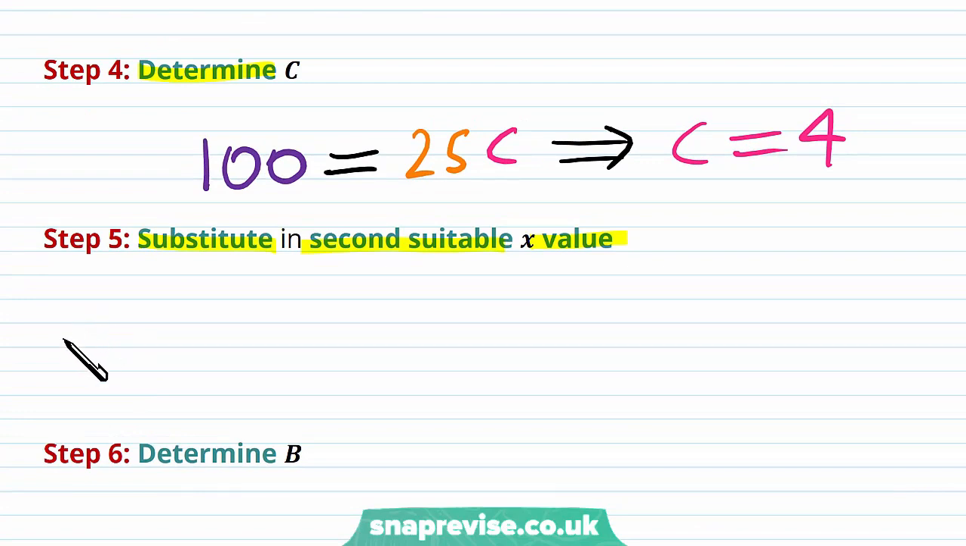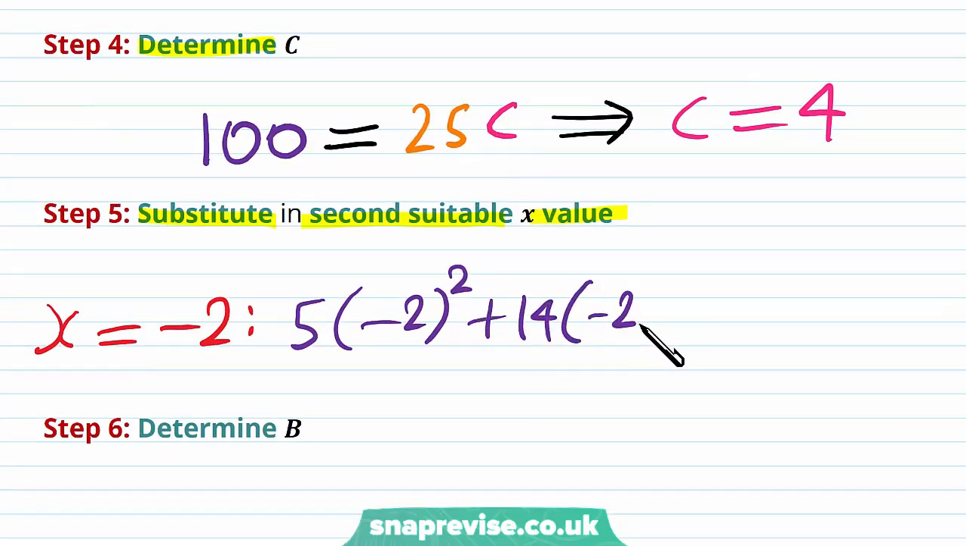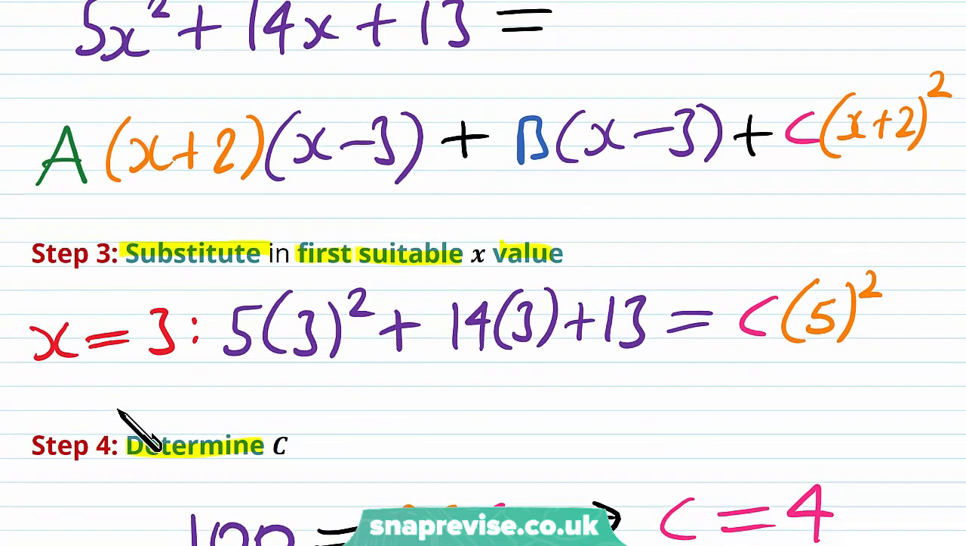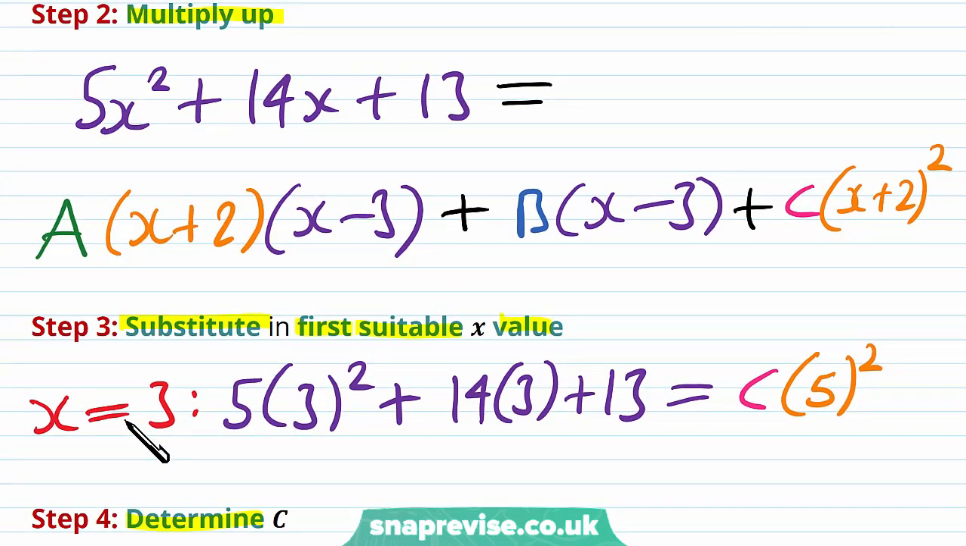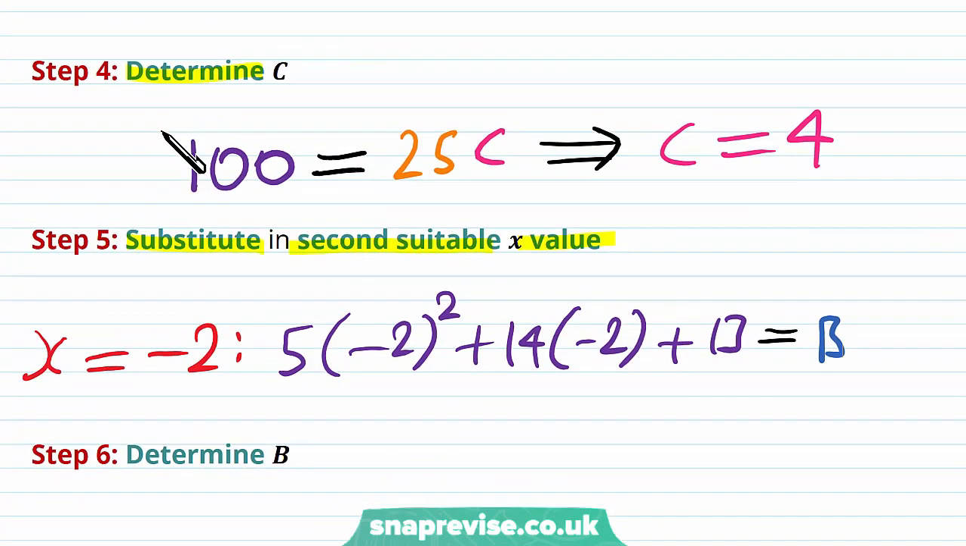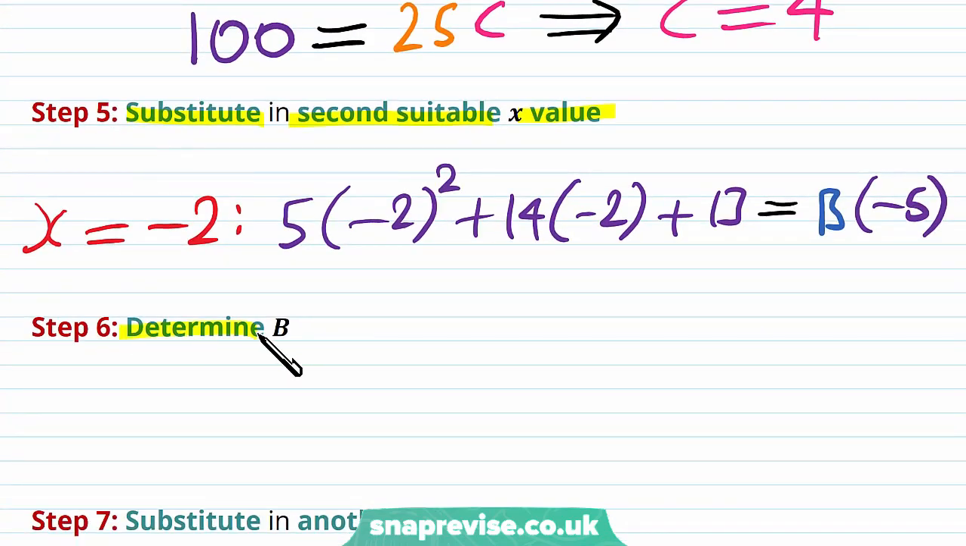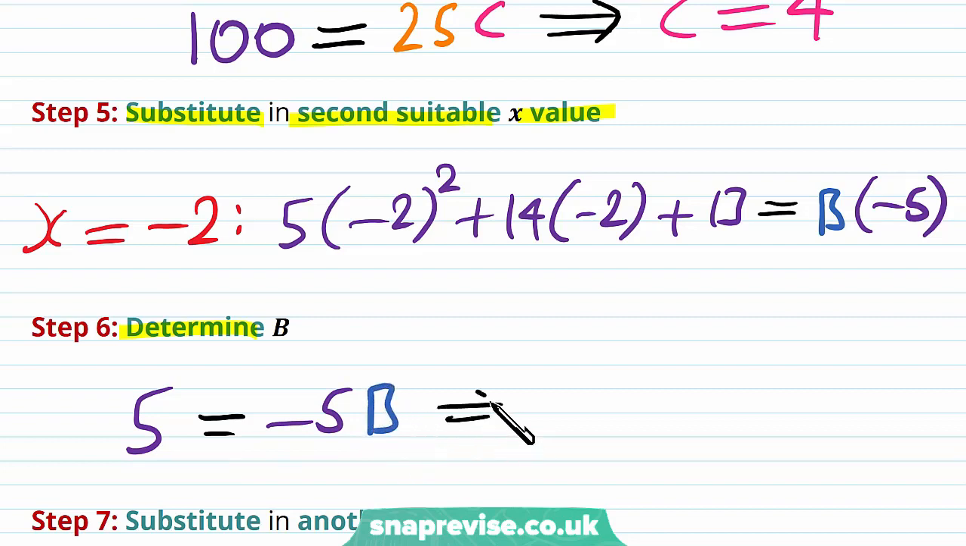So again, we're going to substitute in x equals minus 2, and this will give us 5 lots of minus 2 squared plus 14 lots of minus 2, and then plus 13. And again, we're losing both the A and the C term, so we end up with a B. Because we have an x minus 3, this will become a minus 5. Our sixth step is to determine B. The left-hand side becomes 5, and the right-hand side, of course, is minus 5B. And therefore, we have that B must be minus 1.